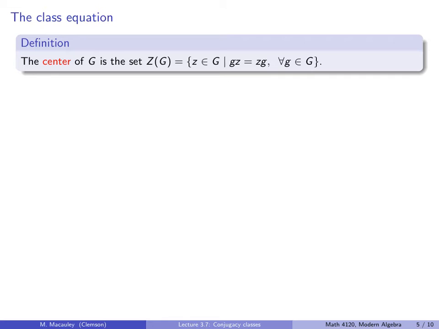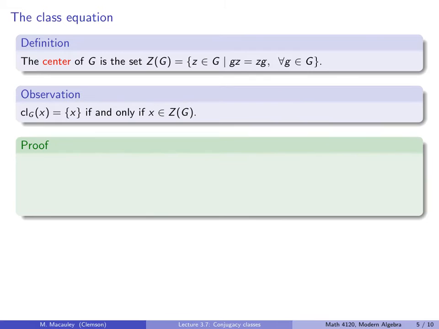Not something we need, but something which is really convenient to have a term for. The center of a group G is the set denoted Z of G, and the Z is there because it comes from German, Zentrum, starts with a Z. And it's the set of all group elements that commute with everything in the group. A quick observation using this terminology is that the conjugacy class of an element is itself if and only if that element is in the center of the group.